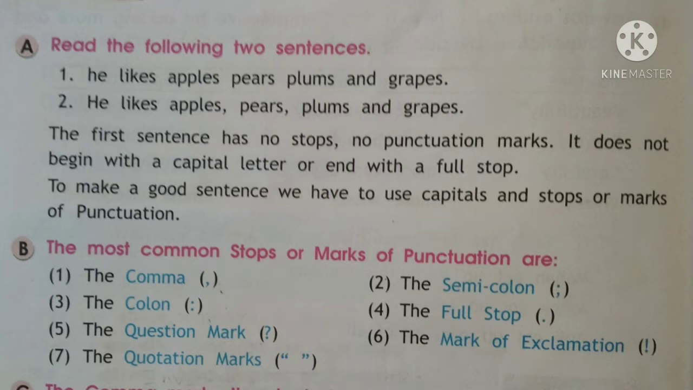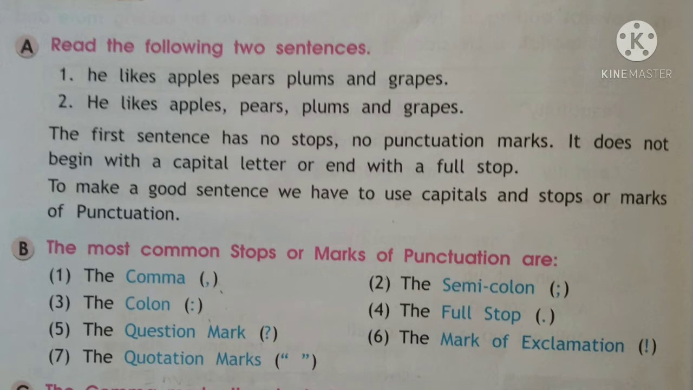In the first sentence, there is no full stop and no punctuation marks. It does not begin with a capital letter or end with a full stop. Punctuation marks are capital letters, commas, full stops, and question marks. Only when we use these in our sentence does it give a proper sense to the sentence. So, to make a good sentence, we have to use capitals and stops or marks of punctuation.